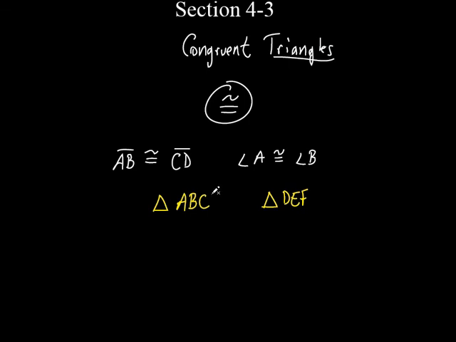Now, if I wanted to compare them to each other, and I said that they were congruent, then you put the congruent symbol. You would never say that triangles are equal to each other. Are you listening? I would never say that those two triangles were equal. I would always say that they're congruent, because it doesn't really make sense for triangles.